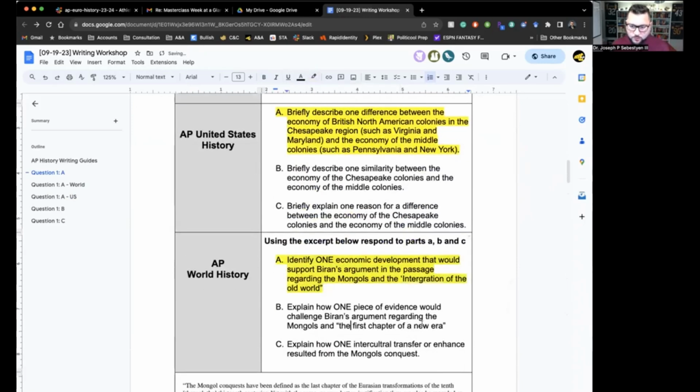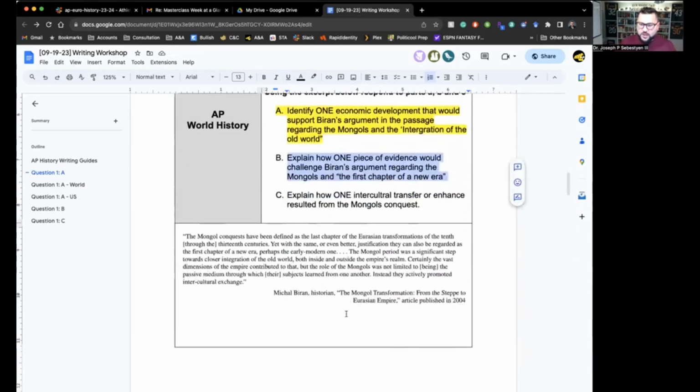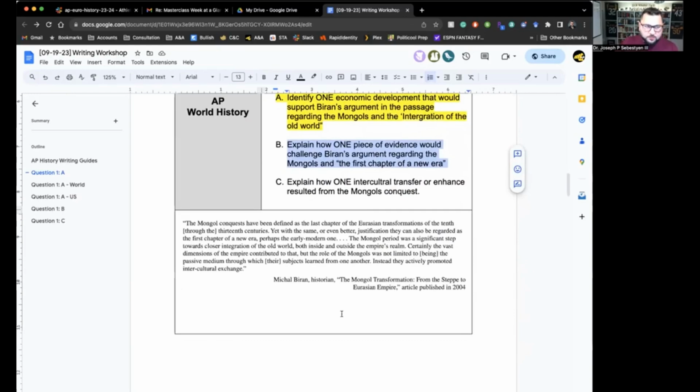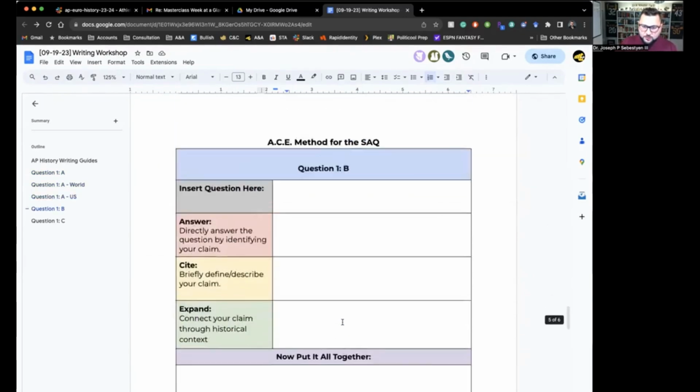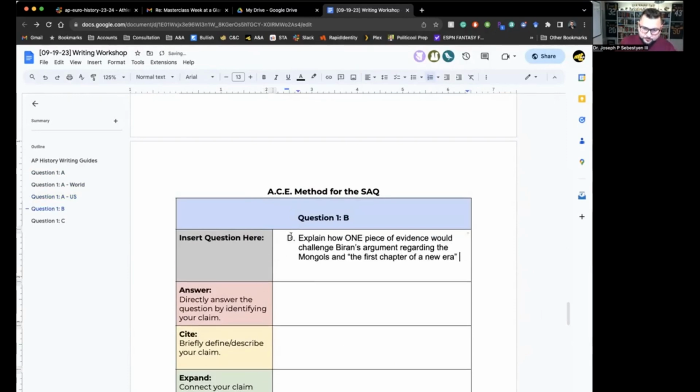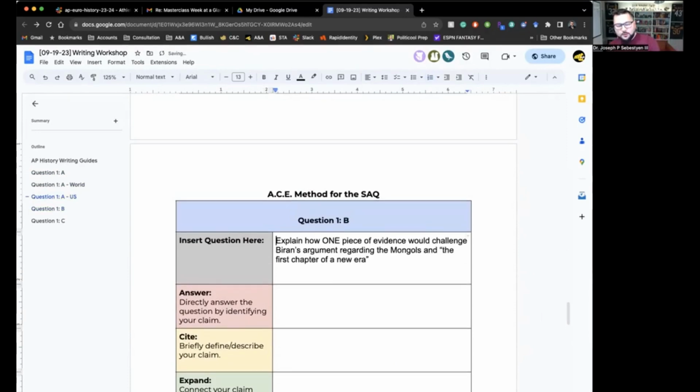Let's do world. Explain how one piece of evidence would challenge Byron's argument regarding the Mongols and the first chapter of a new era. So, what do you think? Remember stuff about the Mongols?